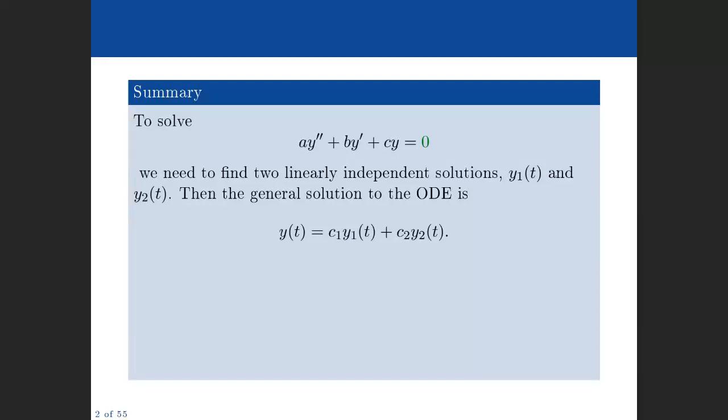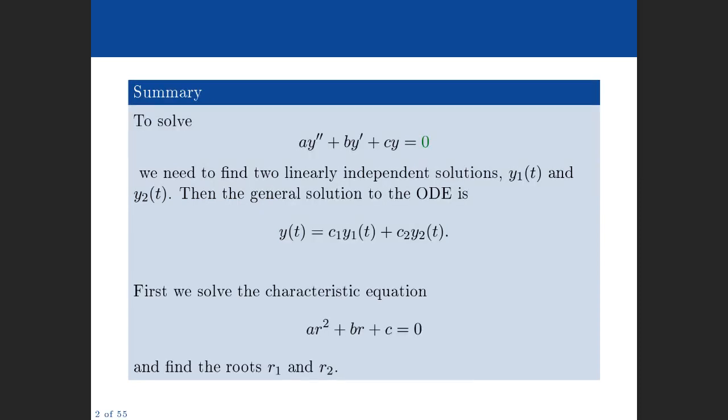First, let's do a recap of last week's lesson. To solve a homogeneous second-order linear equation with constant coefficients, we need to find two linearly independent solutions, which we'll call y1 and y2. After we have these two linearly independent solutions, the general solution is a linear combination of these two functions. But what are these two functions?